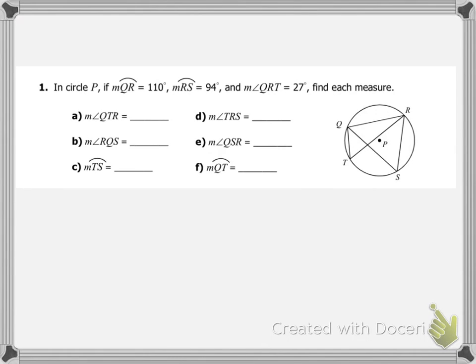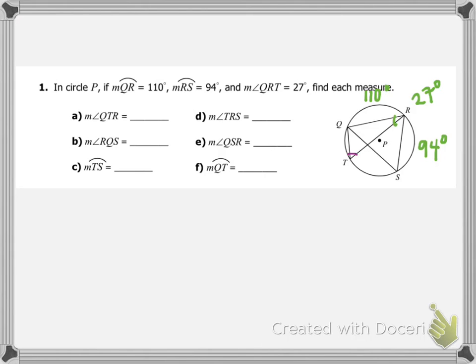Okay, so here, if the measure of arc QR is 110, the measure of arc RS is 94, and the measure of angle QRT is 27 degrees, I want to find the measure of angle QTR. So the first measure I want to find is this angle QTR.